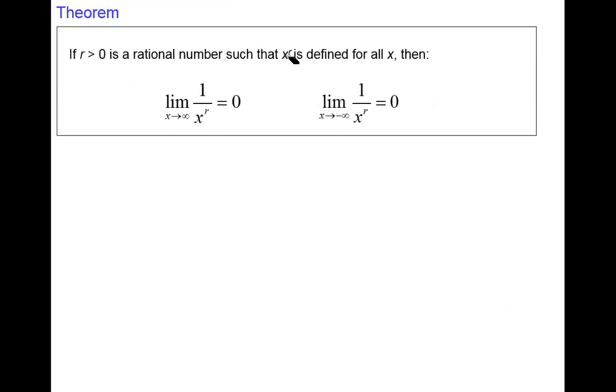I wanted to use my own words, but let me just read it. If r is greater than 0, it's a rational number. That means r is a rational number, greater than 0, positive, such that x to the power of r is defined for all of the x's. That means we want r to be positive, but x could be any number. Now what do we have? We have this type of function, 1 over x to the power of r. 1 over x to the power of r. r is positive. That's what I wanted to indicate.